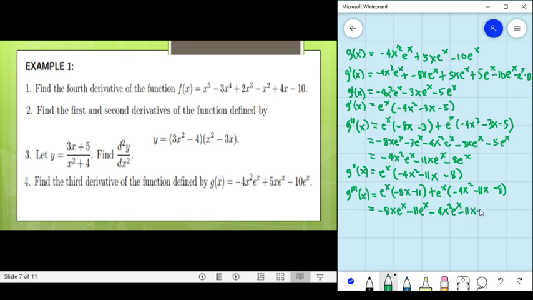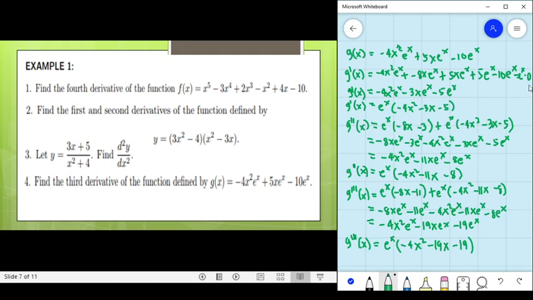Minus 11x e to the x and minus 8 e to the x. Okay, then combining, we have negative 4x squared e to the x. Negative 8 and negative 11 is equal to negative 19x e to the x. Then negative 11 and negative 8 is negative 19 e to the x, wherein we can factor out e to the x because it's common. So we have e to the x quantity negative 4x squared minus 19x minus 19. Okay, so that's the third derivative of the function g of x.